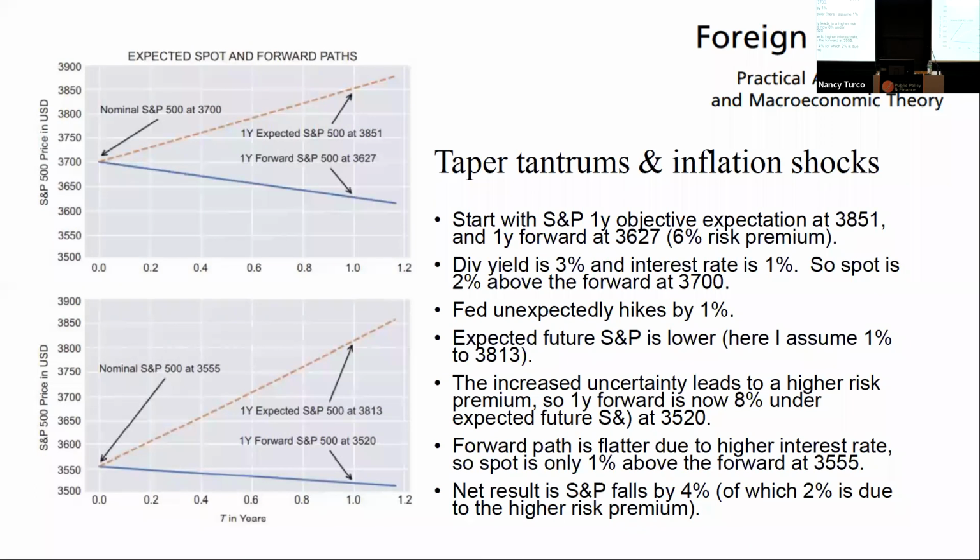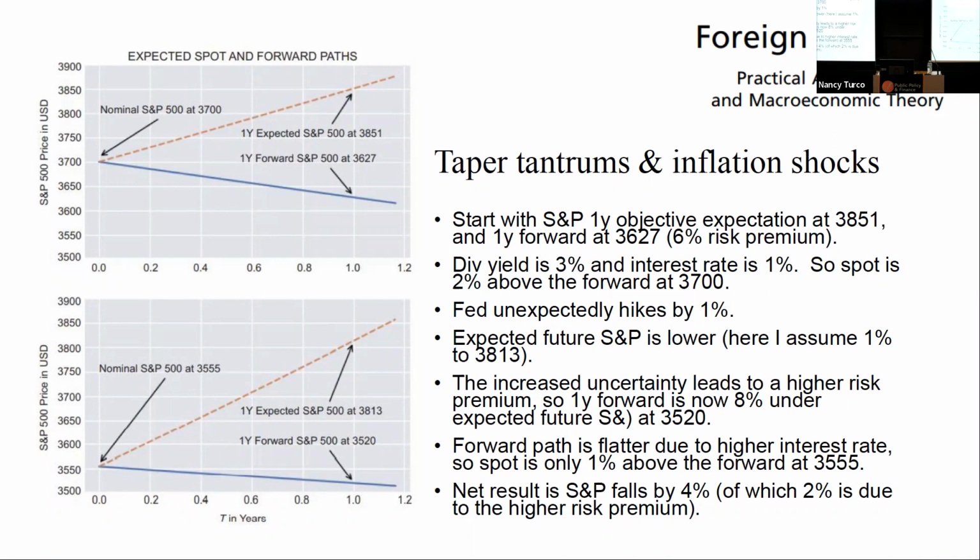So then that forward needs to trade now at, I put in an 8% discount relative to the 1 year expectation. And then finally, go back to that no arbitrage relationship. That blue curve that relates the forward to the spot has to be flatter now because US interest rates are higher. And remember, the slope of that is the difference between the dividend yield and the interest rate, so that's flatter. And the flattening of that curve also further lowers the nominal value of the S&P today.